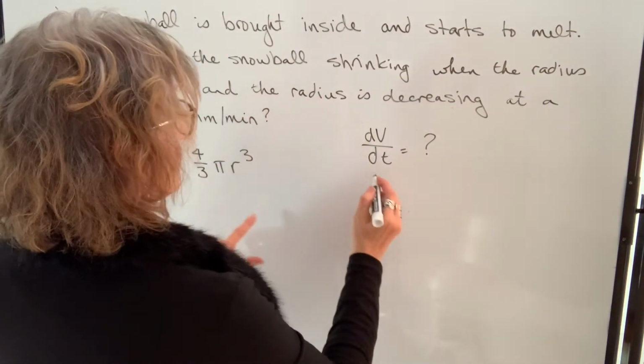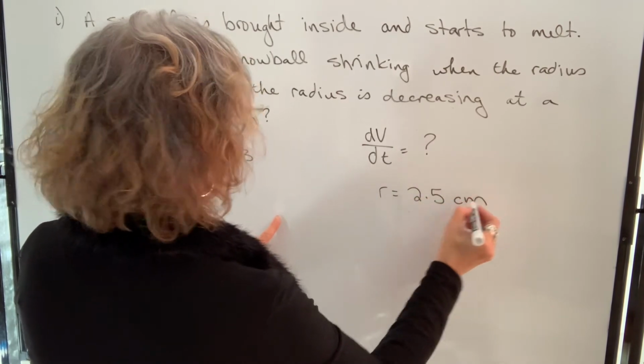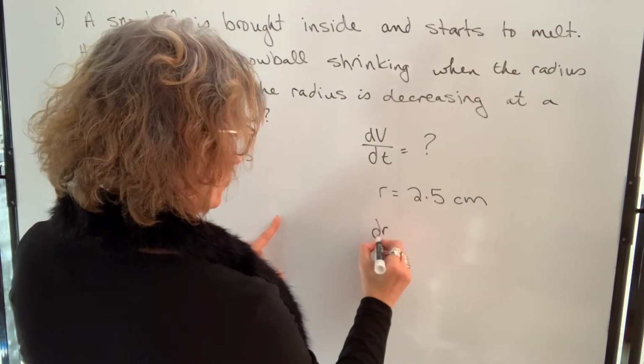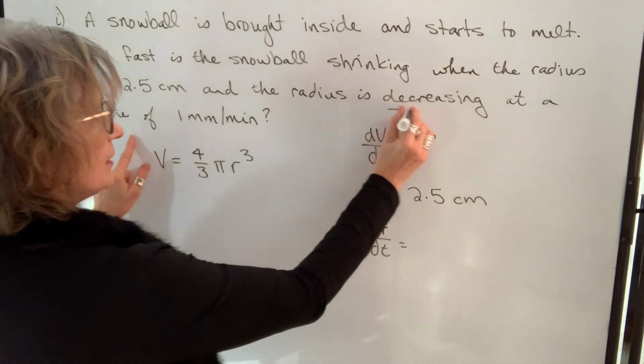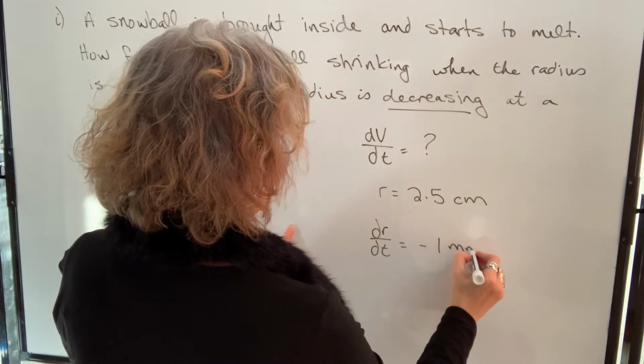And it tells us that the radius is 2.5 centimeters. And it tells us that the radius is decreasing, so that's the rate of change of the radius with respect to time. If it's decreasing, that will be a negative 1 millimeter per minute.